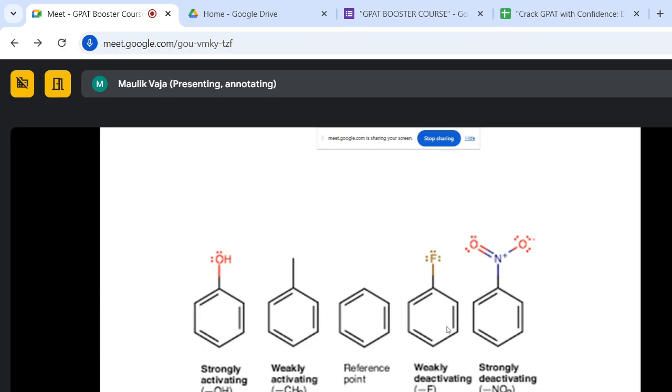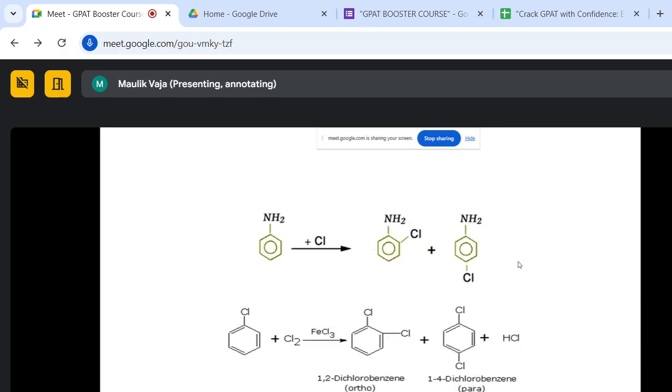In the same way, if we look at this side, fluorine and the halogens are weakly deactivating groups, while NO2 is a strongly deactivating group. Okay, the exception is like that. An electron donating group gives ortho para attack. If we carry out halogenation of aniline, then you will get ortho chloroaniline and para chloroaniline. But halogens are an exception.